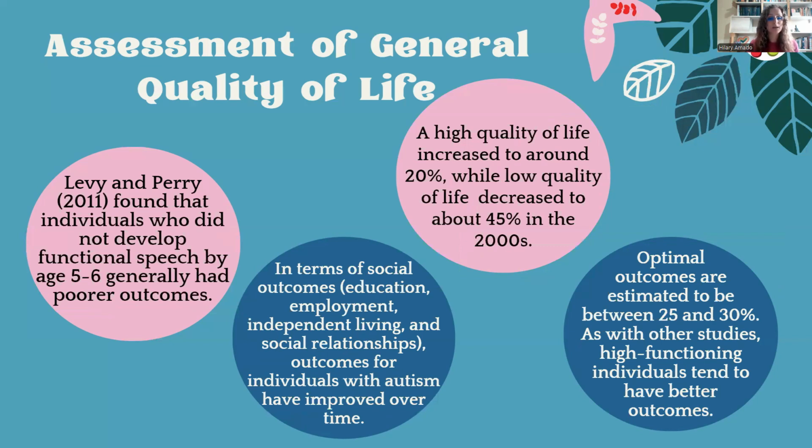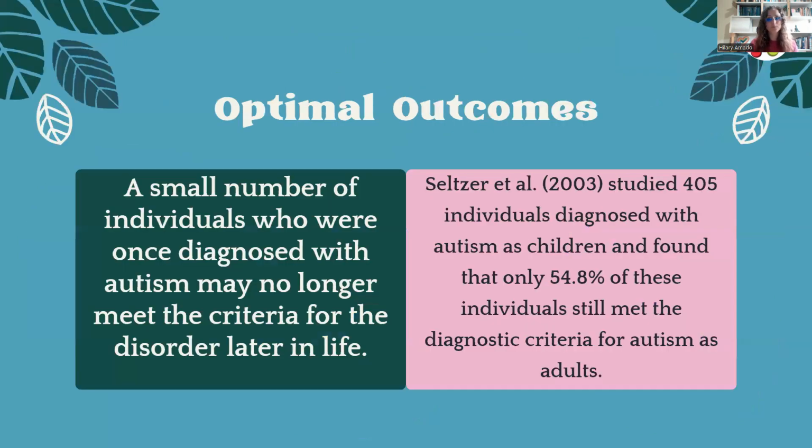In terms of social outcomes such as education, employment, independent living, and social relationships, outcomes for individuals with autism have improved over time. A higher quality of life increased to around 20%, while low quality of life decreased to around 45% in the 2000s. Levi and Perry also found that optimal outcomes are estimated to be between 25 and 30%. As with other studies, high-functioning individuals tend to have better outcomes.